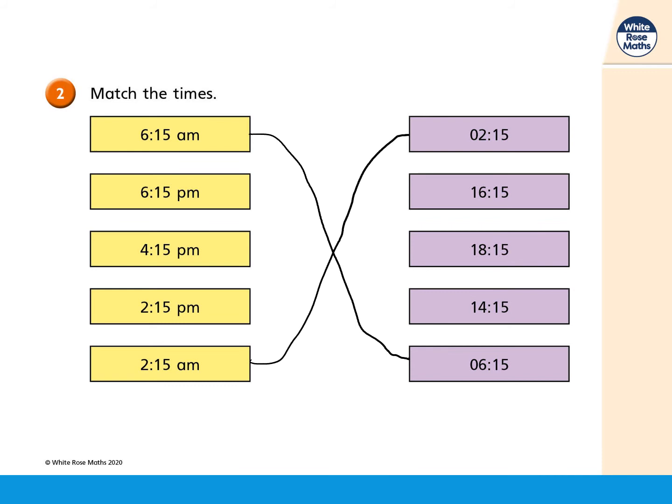So I'm going to start with the simplest one first. 2 plus 12 is 14. So I know 2:15 PM is the same as 14:15. Let's look at 4:15 here. 4 plus 12 is 16. Here is 16. So 4:15 is the same as 16:15. That leaves 6:15 and 18:15. 6 add 12 is 18. So 6:15 goes to 18:15.